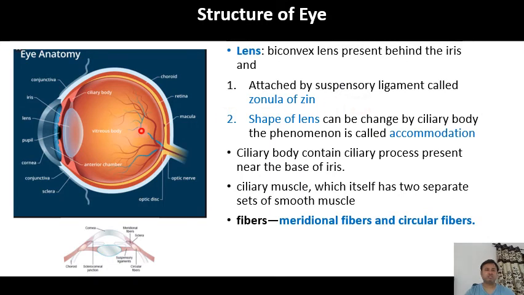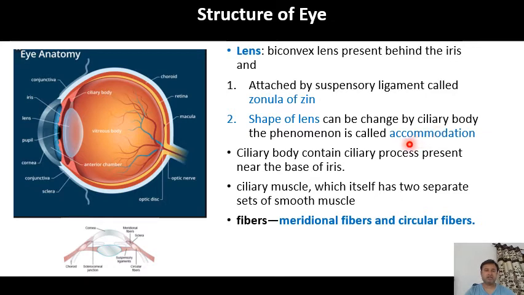Continuing to the structure of the eye. This is the transparent structure called the lens. In the human, a biconvex lens is present and it is attached to the ciliary body through the suspensory ligament. This suspensory ligament is also called the zonula of Zinn. The shape of the lens is changed by the ciliary body, and this process is called accommodation.